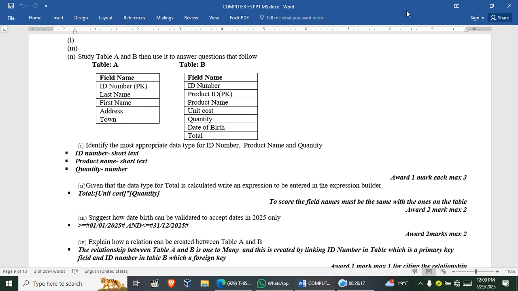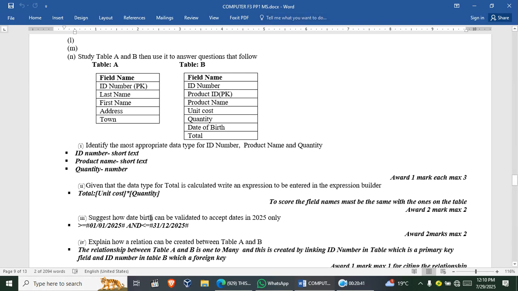So basically in a query, we don't use the equal sign, we use a colon. So you add Total, colon, and you use the square brackets, not the normal brackets. Quantity, that is unit cost. Since there is a space, you can just write unit cost. But if there is no space, Microsoft Access will automatically put the square brackets for you.